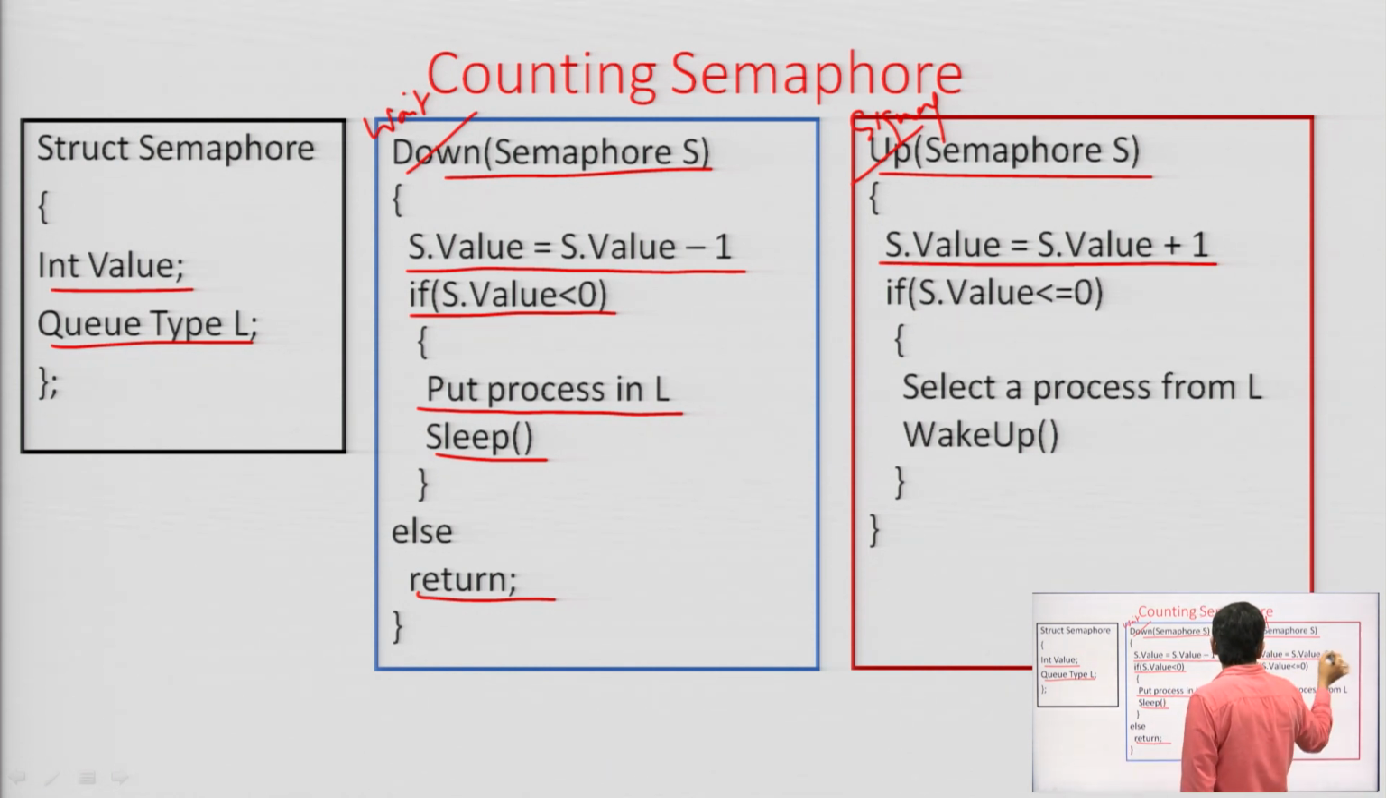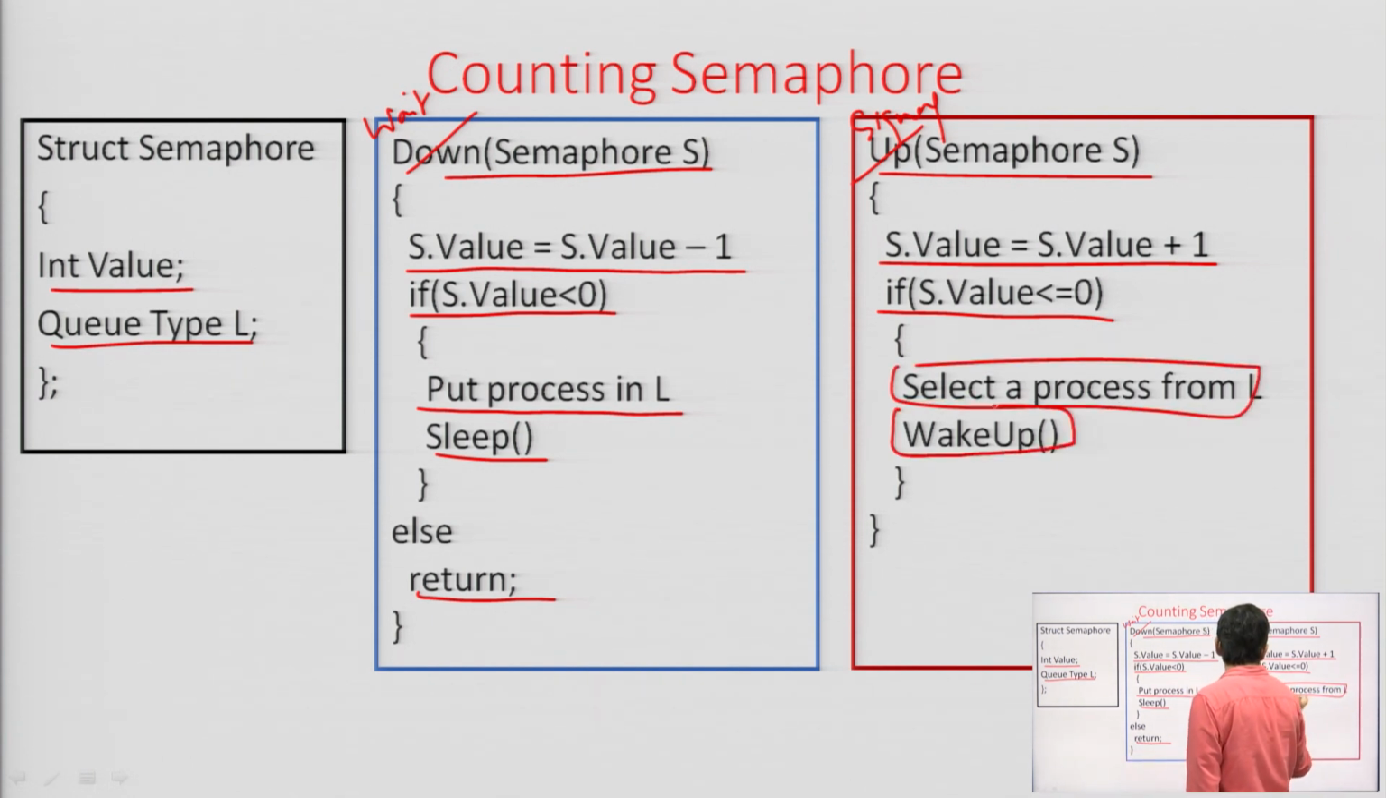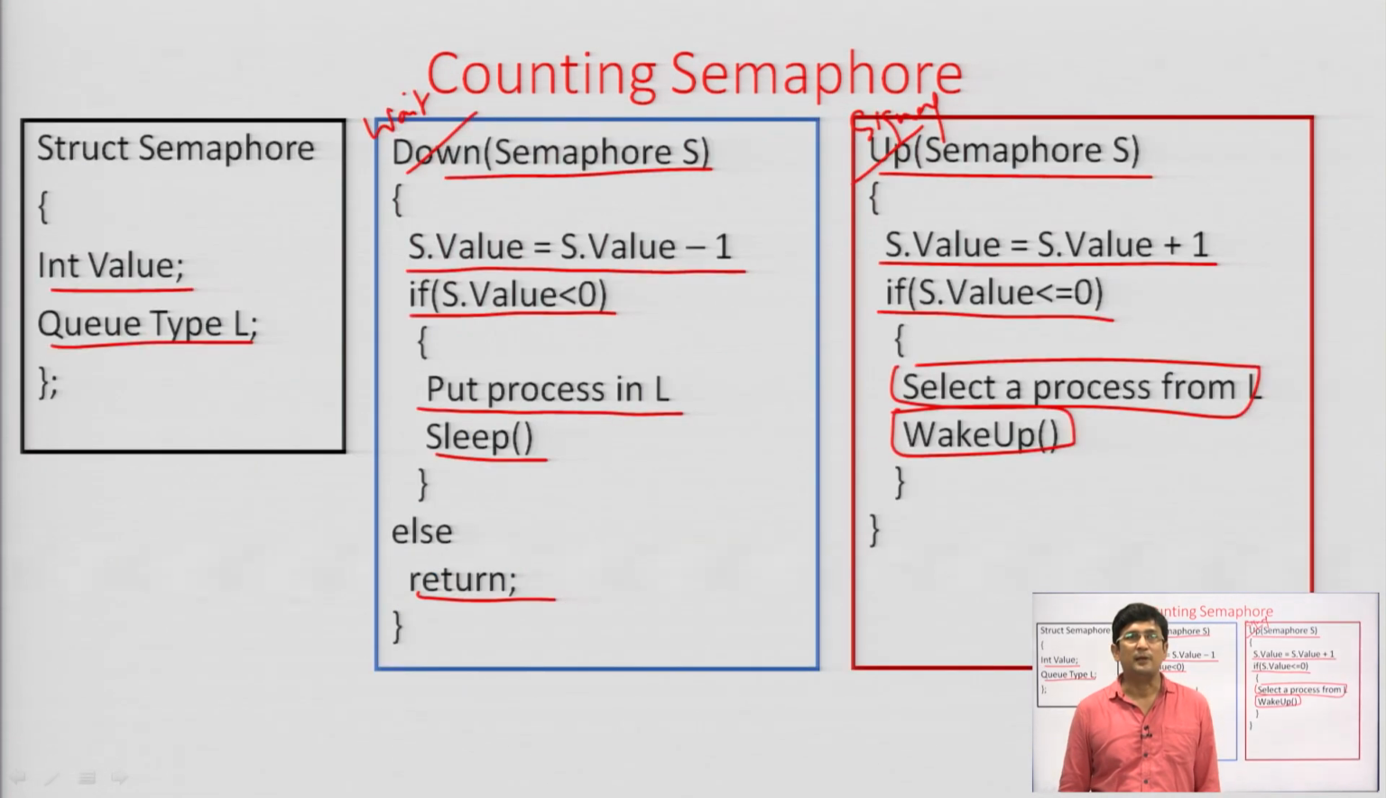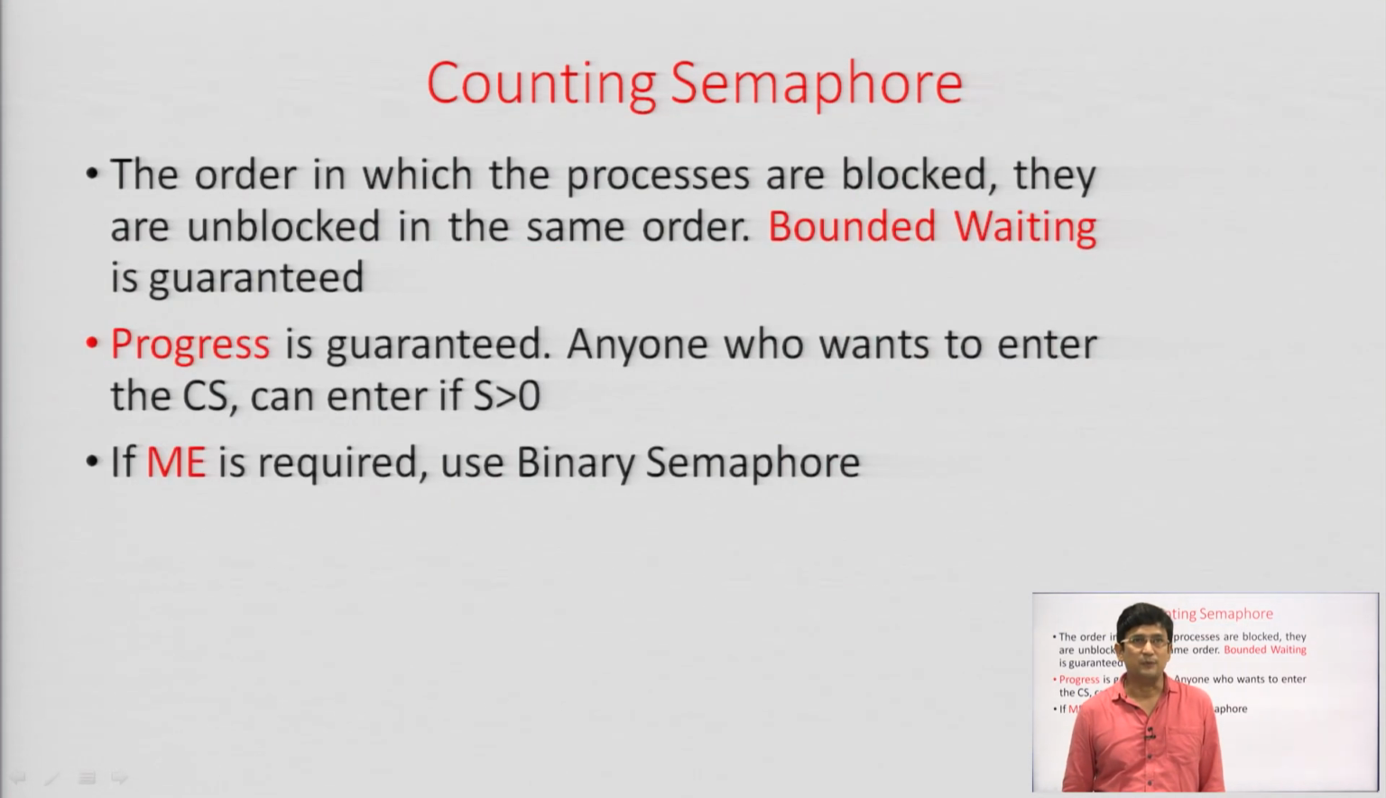So, the signal or up increments the value of the semaphore. If the value is less than or equal to 0, it means some processes are waiting in the queue. So, let us select a process from the queue, wake it up, and allow it to enter the critical section. We have already seen this with this example. So, this is actually the counting semaphore.